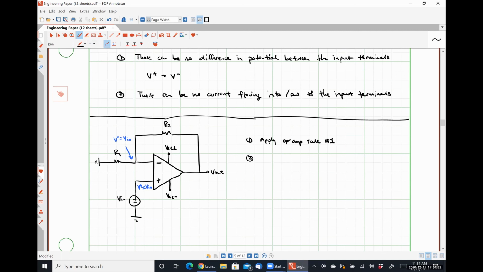For step 2, we apply op-amp rule number 2. So that means that this current is 0 amps, and this current is 0 amps. Step 3.